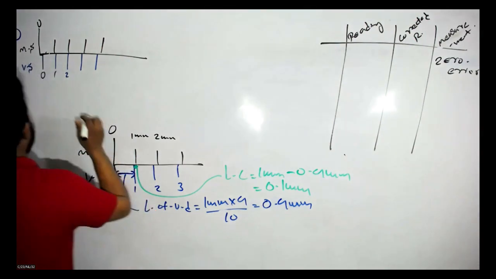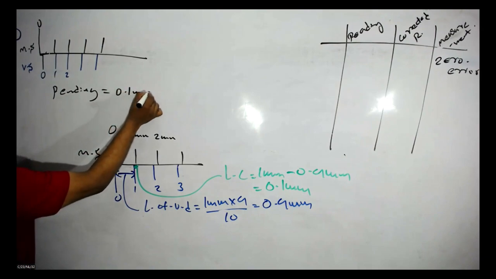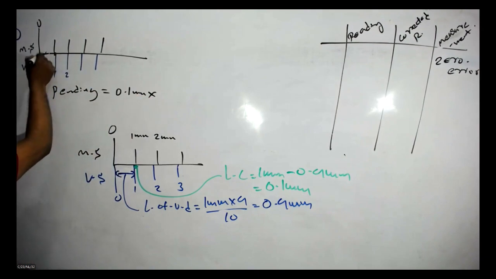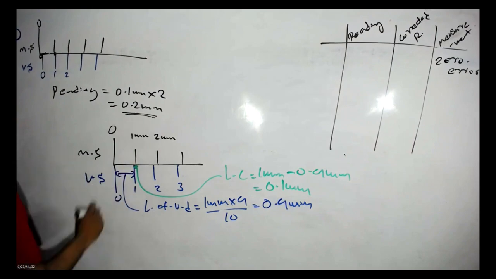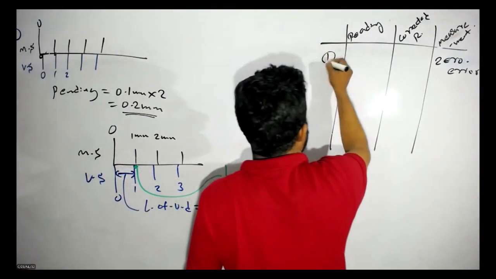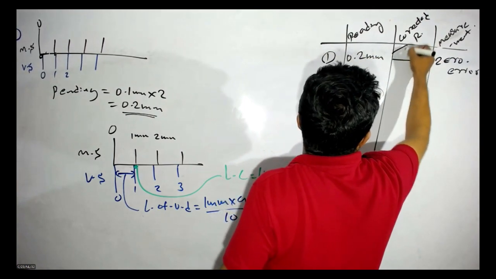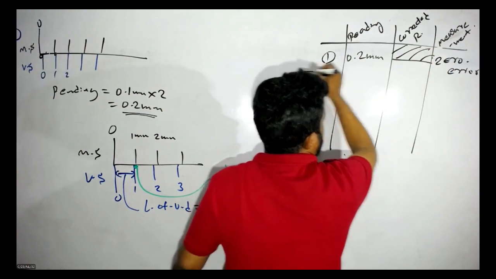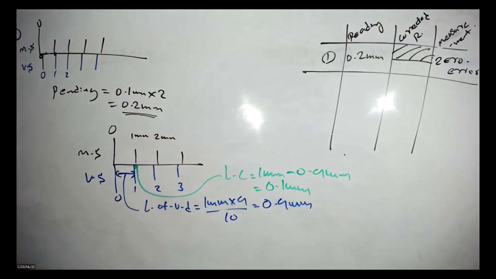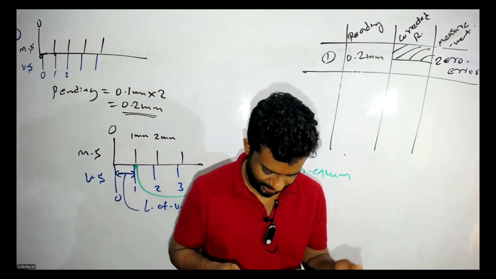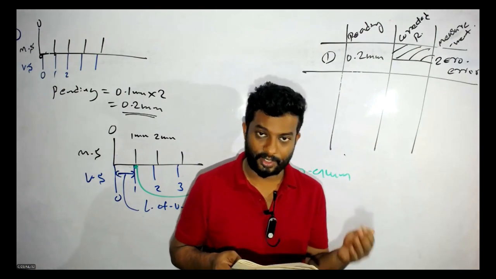What is the reading? 0.1 millimeter into 2, since the first gap is 0.1, the second gap is 0.2. The first reading is 0.2 millimeter. This one is the error. Now, the zero error is 0.2 millimeter. Read the question again: is the reason for the error given? The reason is not given.